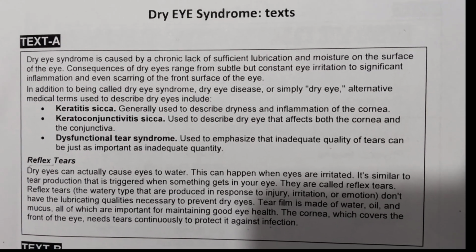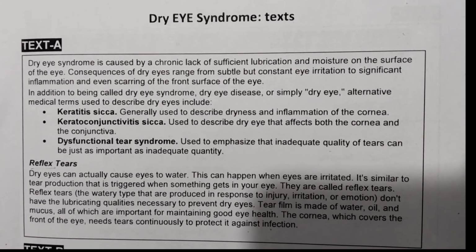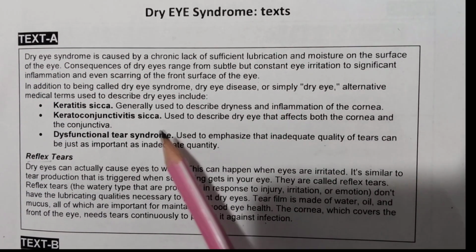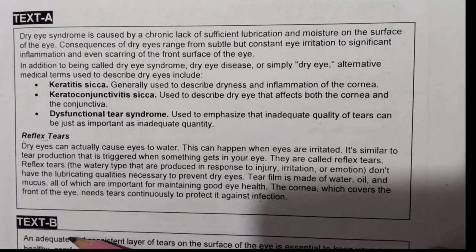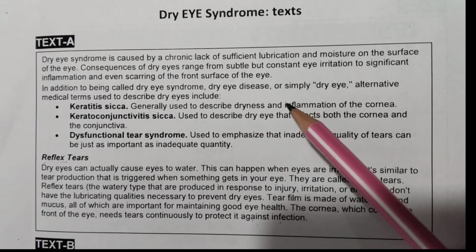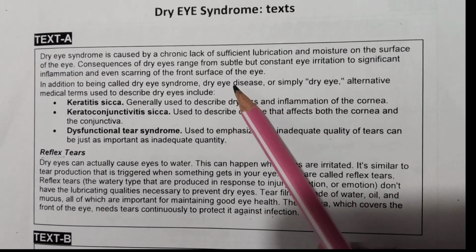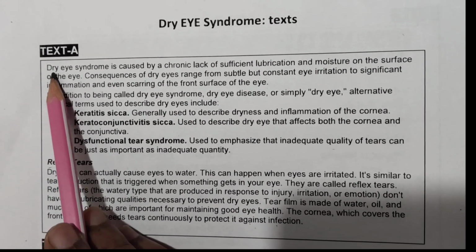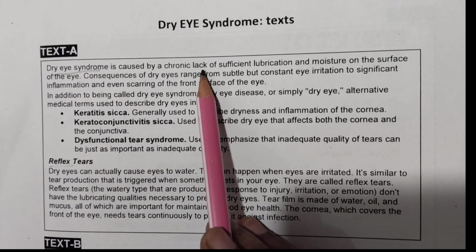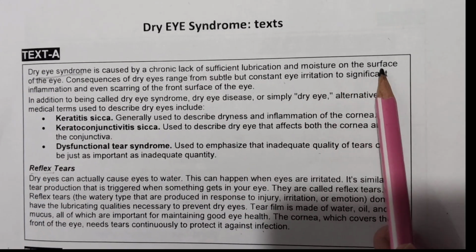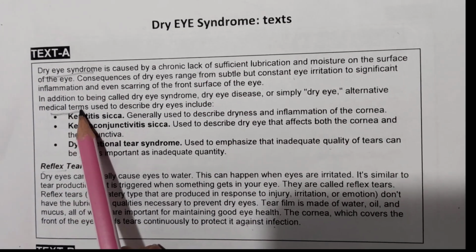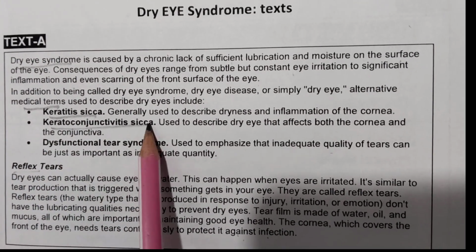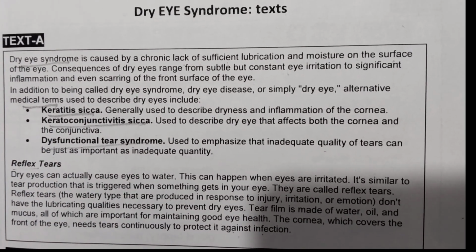Well, first tip is focus on the keywords. So like this, text A, text B, text C and text D is given. So let me tell you what are the keywords in text A. Like this, dry eye syndrome is a chronic lack of sufficient lubricant and moisture on the surface. Like these medical terms are the keywords. We can underline these keywords during our reading part A.